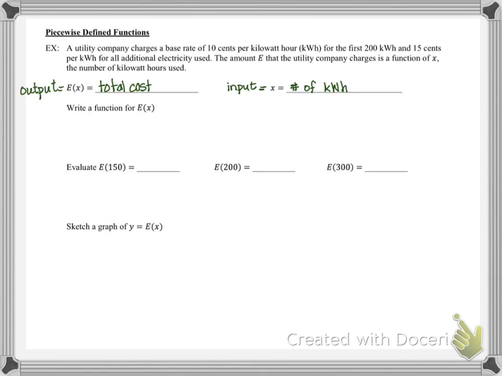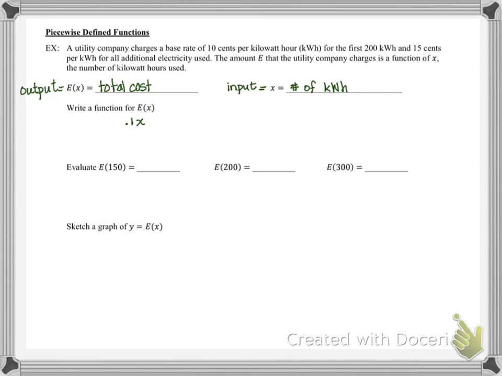Just add, or I don't know, see how much input there is. So, 10 cents for the first 200, and then... Okay, so let's say we used 100. How much would that cost? 100 times 10 cents. So we do the amount of electricity we used times 0.1, yeah?